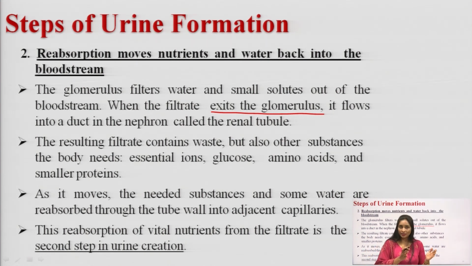From the capsule, the larger proteins and blood cells that need to be retained, the fluid that should not go, are retained inside the glomerulus, and the rest of the parts will flow inside the capsule. What is it? Renal capsule. Okay, and in this renal capsule, all the ions like glucose, amino acids and smaller proteins will be reabsorbed. So this is the reason why this step is called reabsorption.